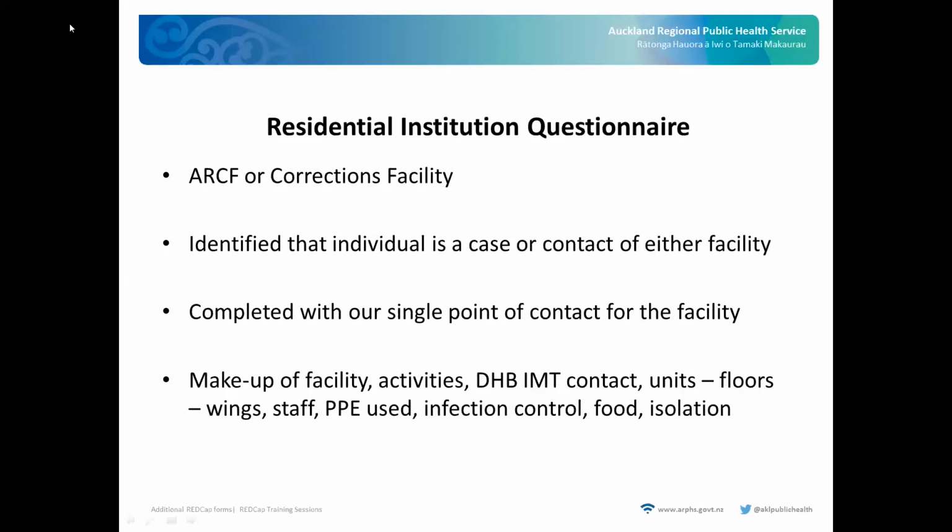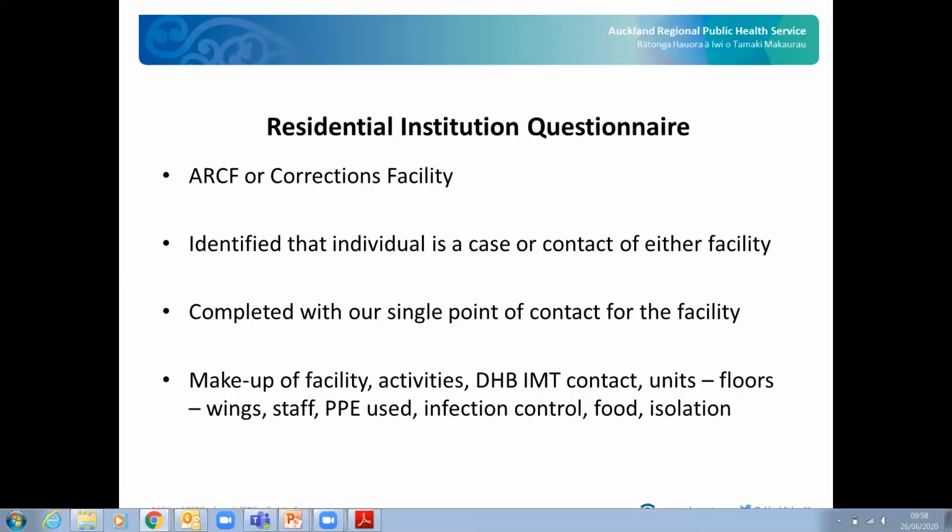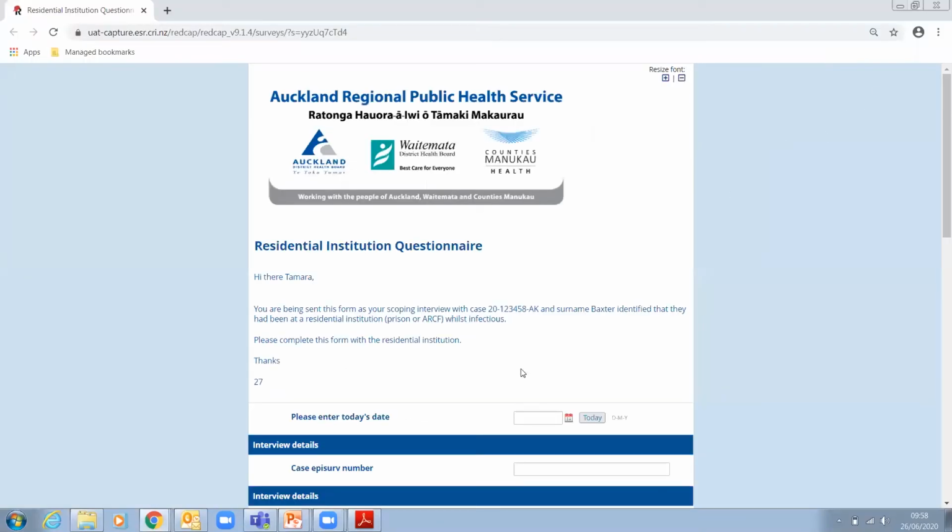So this form is completed with our single point of contact for the facility, and it asks how many units, the makeup of the facility, what activities they've had in the past 14 days, their DHB, IMT contact person, a list of staff, what PPE gear is used, infection control, food and isolation. So that residential institution questionnaire looks a little something like this.